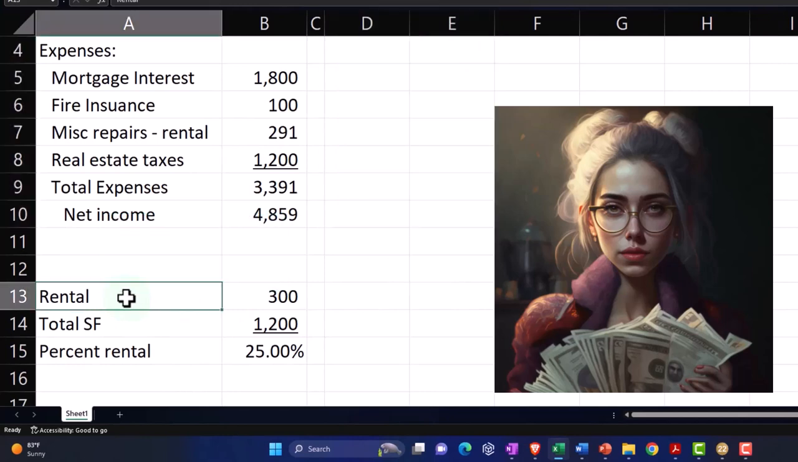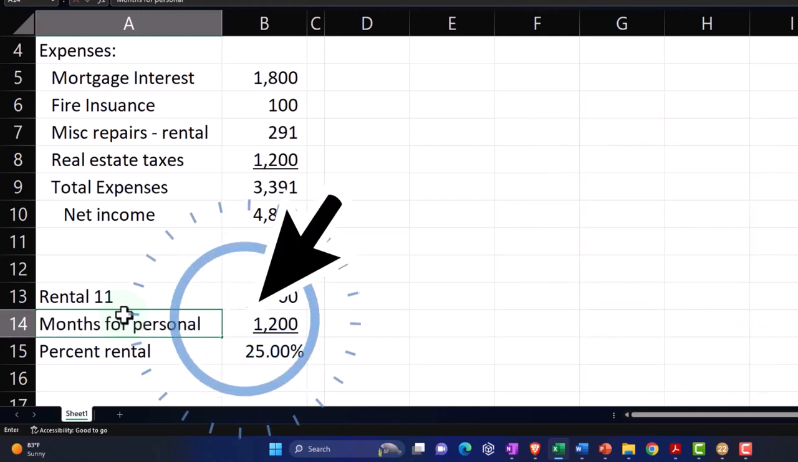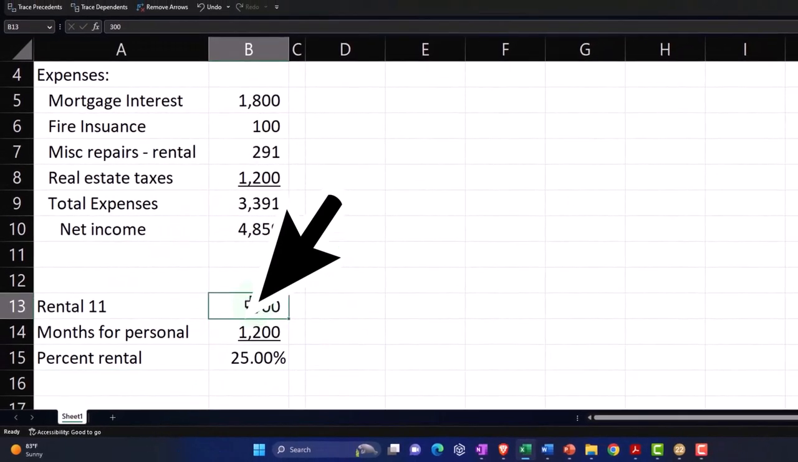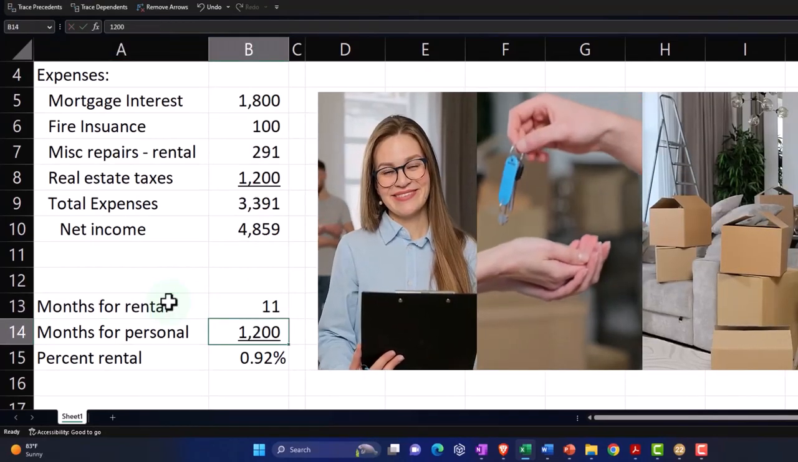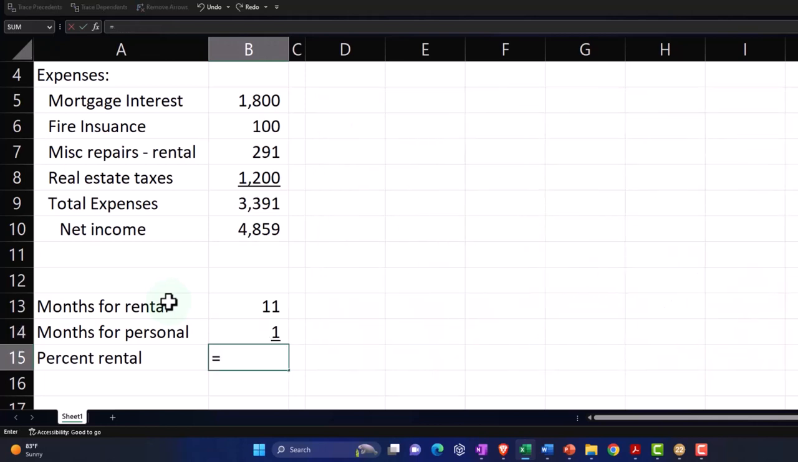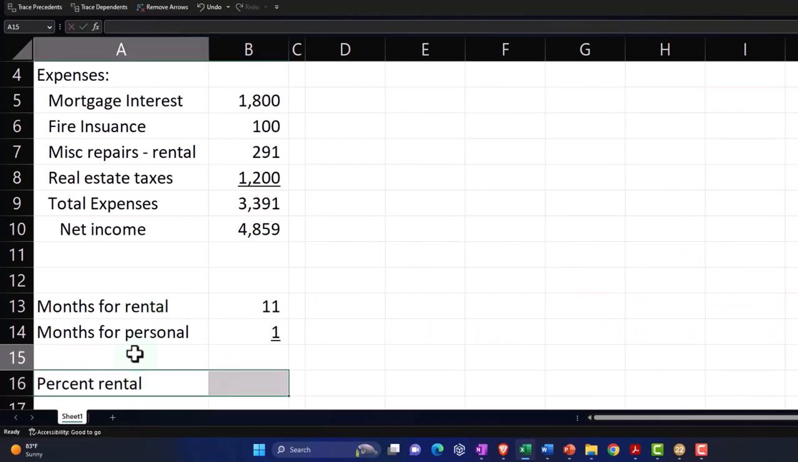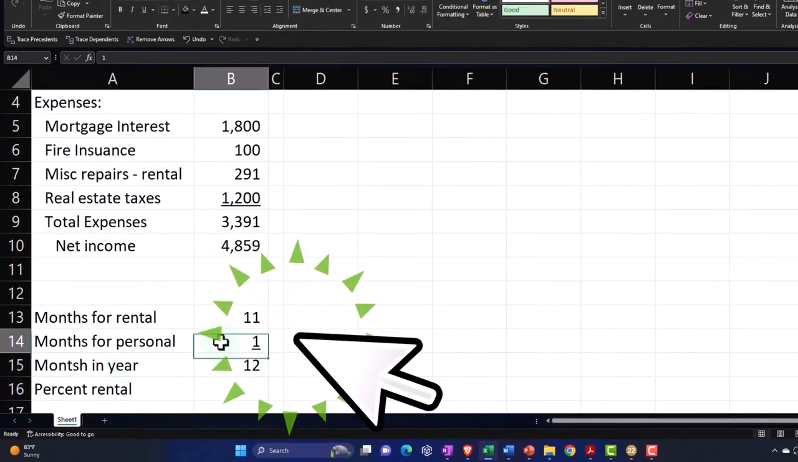It's going to be the months of the year for the rental, let's say, was only 11 months rental, and then we're saying months for personal, so let's say it was 1 month. So 11, this is going to be months for rental versus months for personal is 1. So that means it's going to be equal to, so the total months of course is 12. So months in year 12, I'm going to underline this.